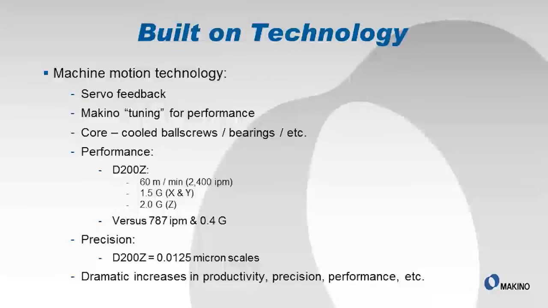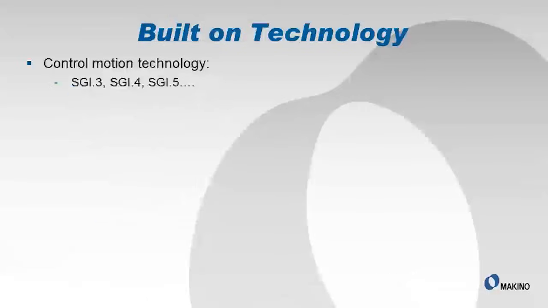Not to mention precision. That D200Z we're using as the example has 0.0125 micron scales. So not only is it quick, it's extremely accurate as well. Again, dramatic increases in productivity, precision, and performance. Along with the advancing technologies have been advances in control motion technology.